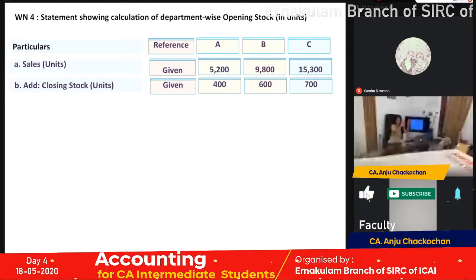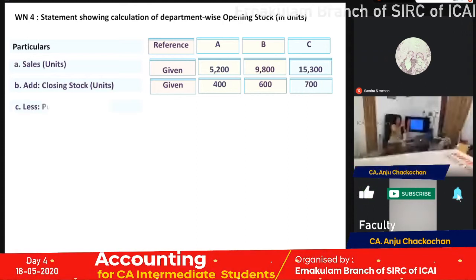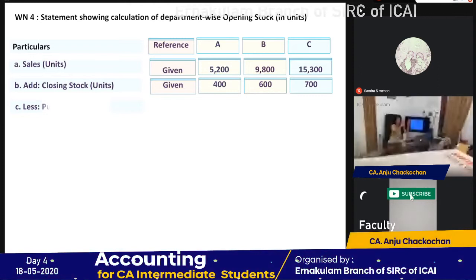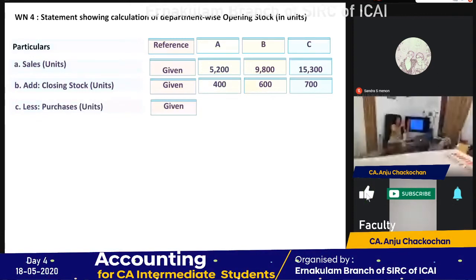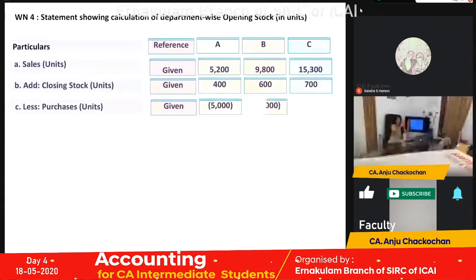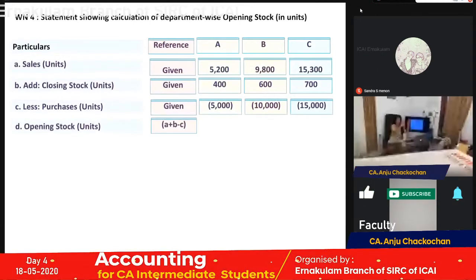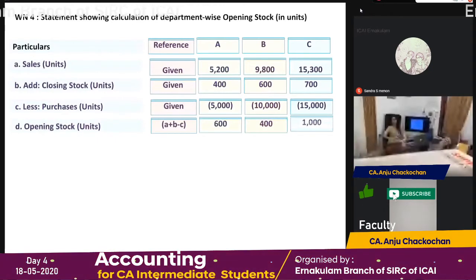And to that, what we have to do? You will have to reduce the purchases. That is also very much given in the question. So you have that 5,000 reduced for Department A, for Department B it is 10,000, and for Department C it is 15,000. Okay. So just do the calculation, you get the opening stock, right? So here are the answers. Do compute it, everyone. Make it fast, and once you're done, give me a message.